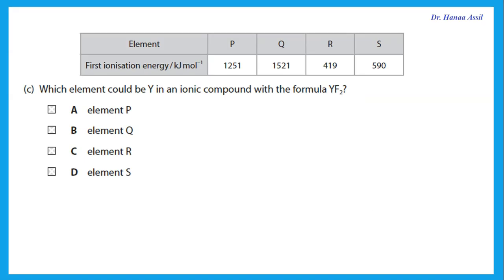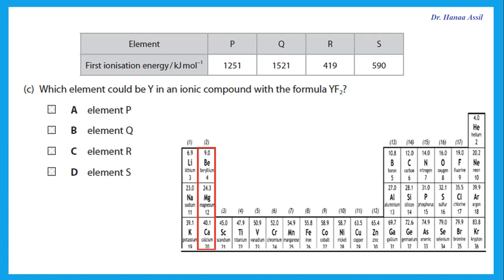Which element could be Y in an ionic compound with the formula YF2? Of course, if the formula is YF2, that means I am looking for a metal in group 2, so that it has valency 2. So, which of these would be a metal in group 2? We said P and Q are group 7 and group 8. This is the highest, group 8. And then we said R would be the one that is in group 1 in the next period. So the one that is in group 2 must be S.